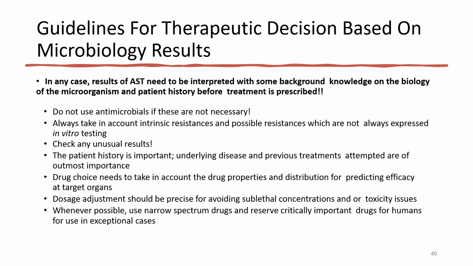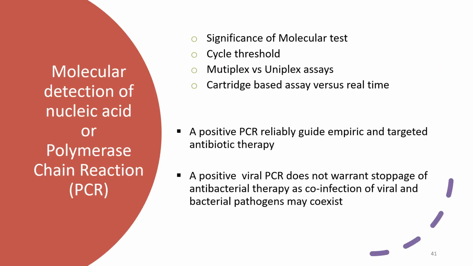Check any unusual results. Drug testing needs to take into account the pharmacokinetics and pharmacodynamics. Dose adjustments should be precise to avoid any sublethal concentration. Wherever possible, use a narrow spectrum antibiotic and reserve the most restricted antibiotics for exceptional cases. That is about how to interpret sensitivity testing.